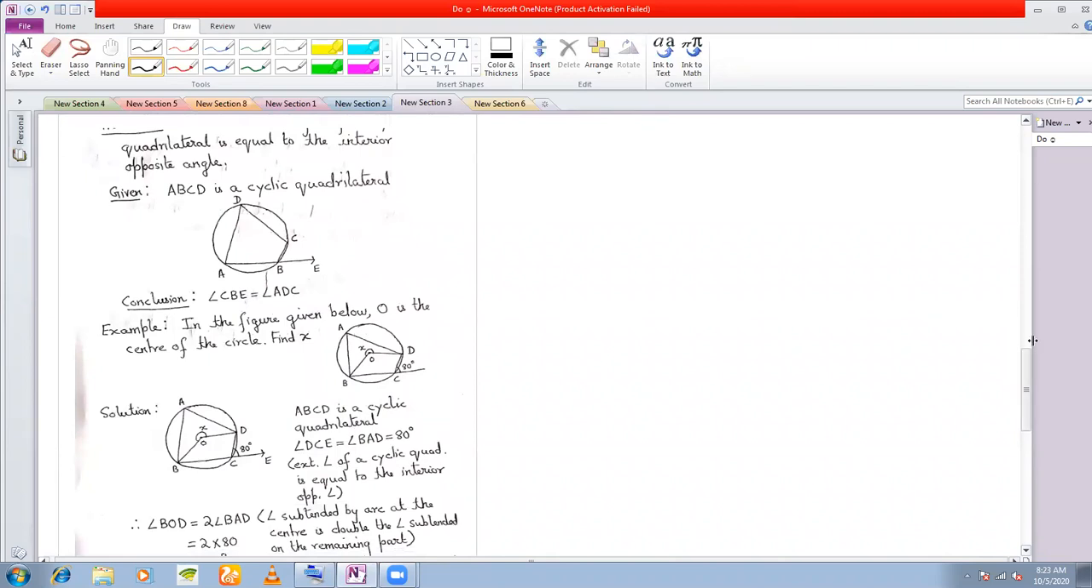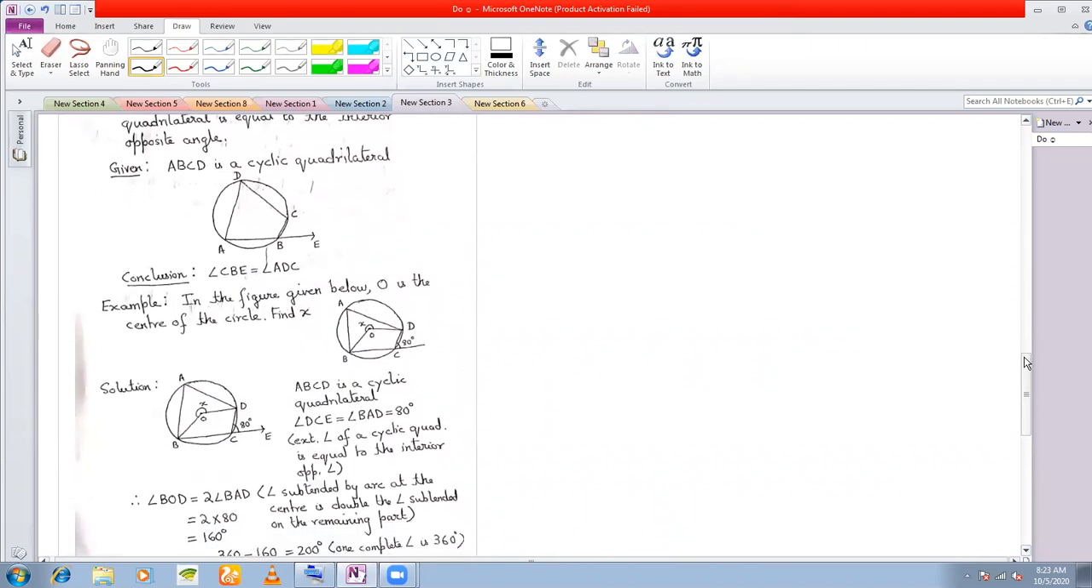This theorem is also a very important theorem. It states that if ABCD is a cyclic quadrilateral, that means a cyclic quadrilateral is already given to you, then the exterior angle of the cyclic quadrilateral must be equal to its interior opposite angle. Now what does it mean? Let's see what it means.